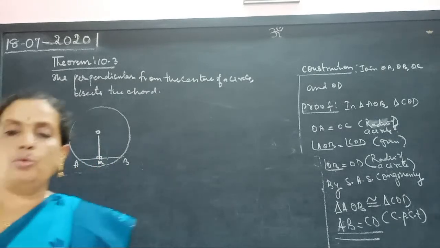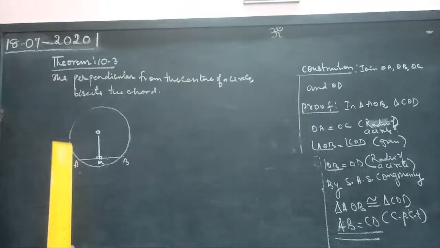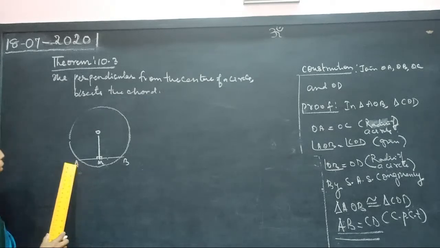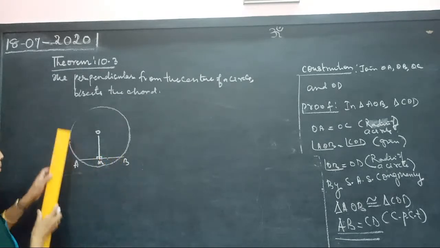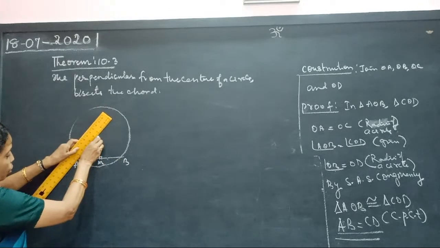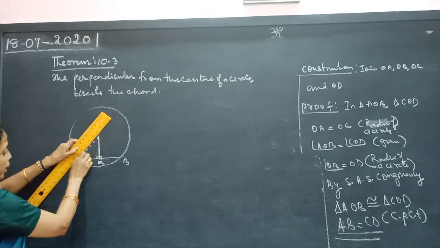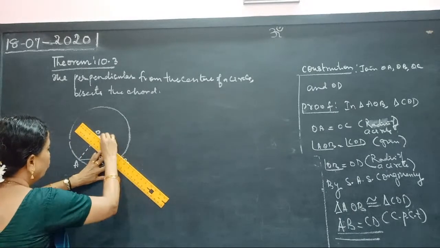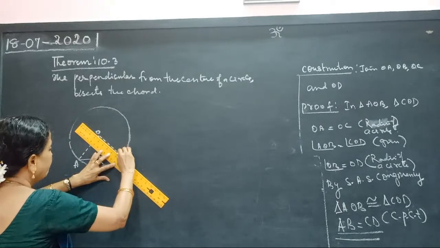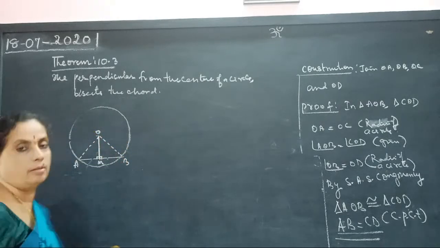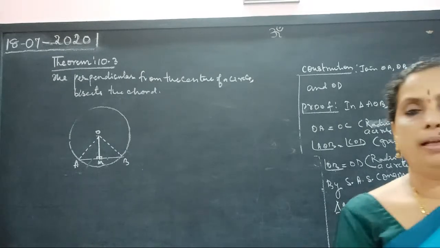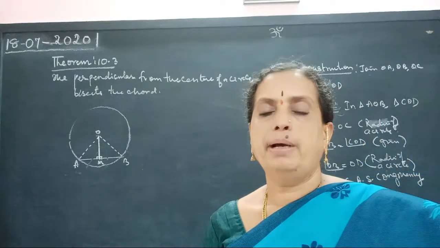We have to prove the segment from the center perpendicular to AB bisects the chord. That means you have to prove AM equals BM. To that, do the construction: join OA, join OB. The statement is perpendicular line from the center bisects the chord.